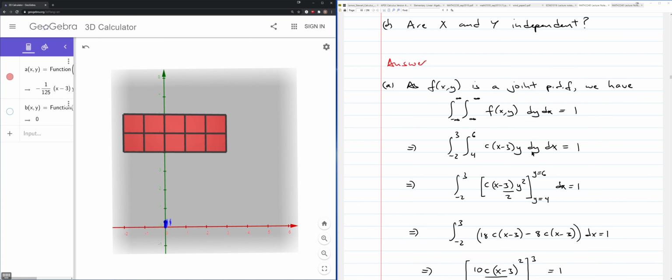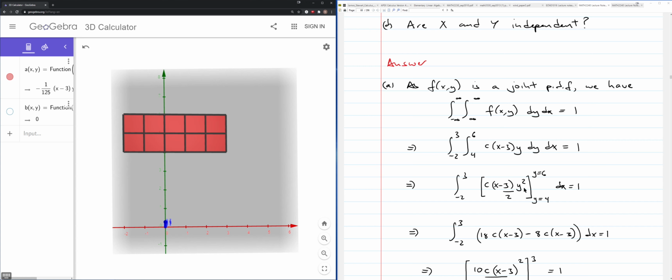You do this in a standard way. You integrate with respect to y first. So when you integrate the y over here, you're going to get y squared on 2. You put in your y values, y equal to 6 and y equal to 4.